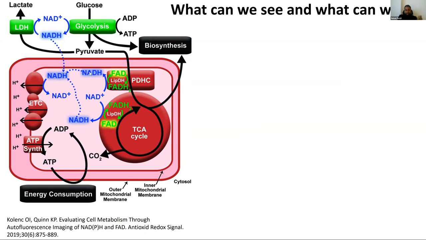So the idea, in terms of fluorescence measurement, is: can we use the NADH and FAD autofluorescence? They are already present, so these are intrinsic. You don't have to add anything to the system, so you can look at tissues and cells and even animals. And the idea again is, can we use them to look at metabolic changes?